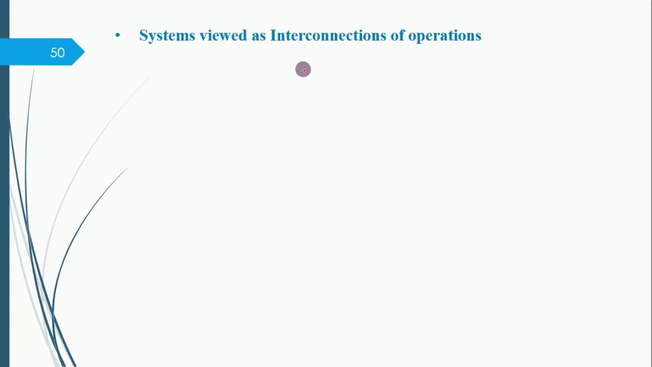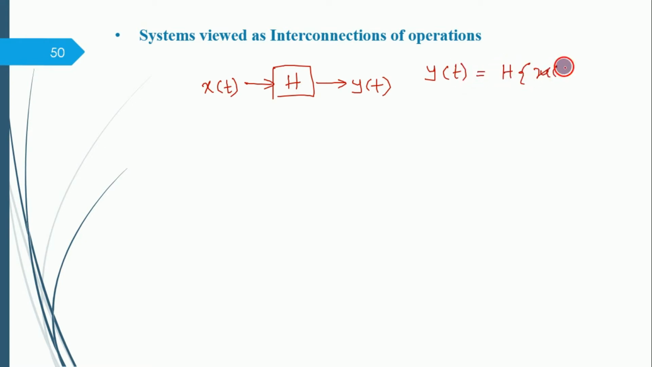So here we represent a system with an operator called H, and we represent the input as x of t, output as y of t, and mathematically we write it as y of t is equal to H of x of t. This is like applying input x of t to the system H to receive y of t. This is for continuous time signal. For discrete time signal, we write y of n equals H of x of n as an input. This is for discrete time signal.